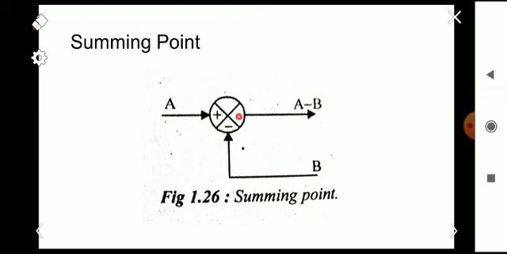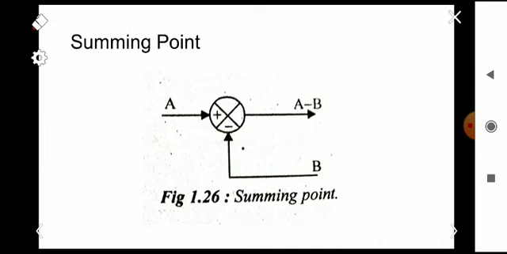Okay, so next one is the summing point. So this is a figure of a summing point. So we have already learned in the first portions, in the closed loop system, we have seen an error detector. Okay, so the summing point will act as an error detector. Okay, so here we can see that in a summing point, two signals A and B are there, and whether the signal is added or subtracted is determined based on the signs here.